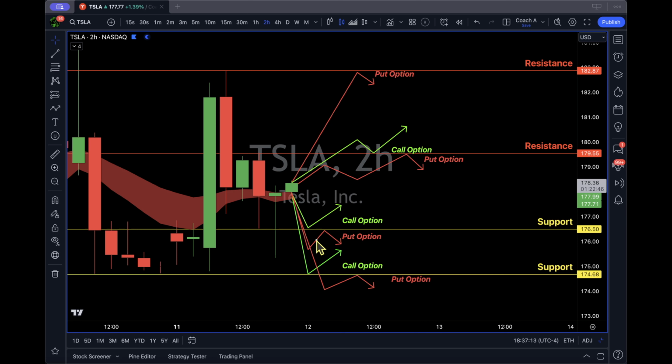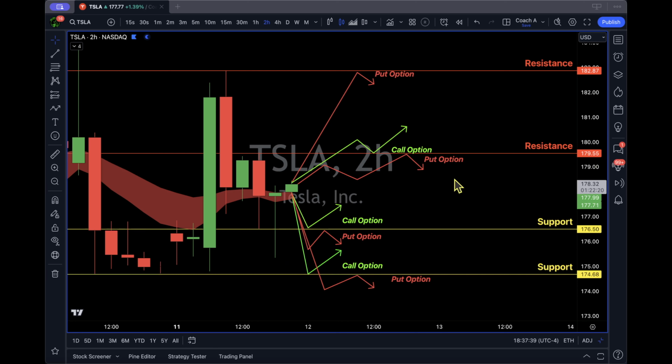Now, let's say you missed this opportunity, and now we get to the next support line, and you see we made it here. We're bouncing, okay? Call option time, okay? If we went past support, make sure again we're looking for that rejection at the support line, and then we make our way down. I'm jumping into a put option, okay?